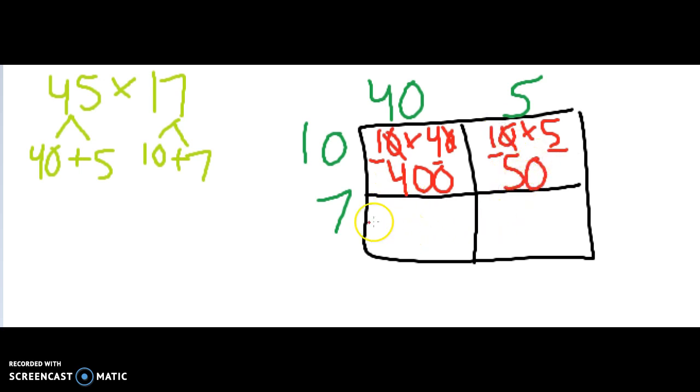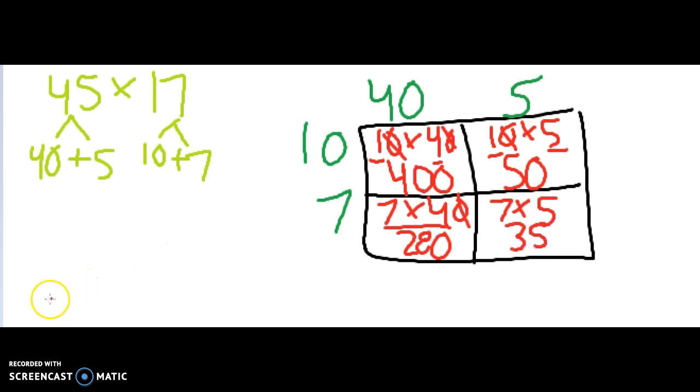In my next box, first I go left, then I go up. 7 times 40, or 7 times 4, which I know is 28. Add a 0 to the end. In my last box, first I go left, then I go up. 7 times 5 equals 35.